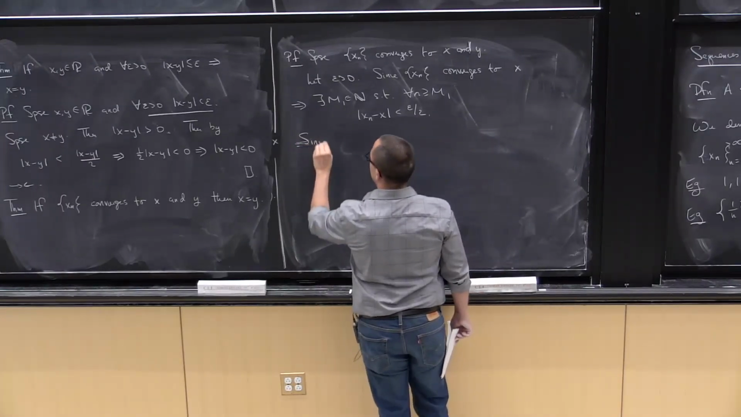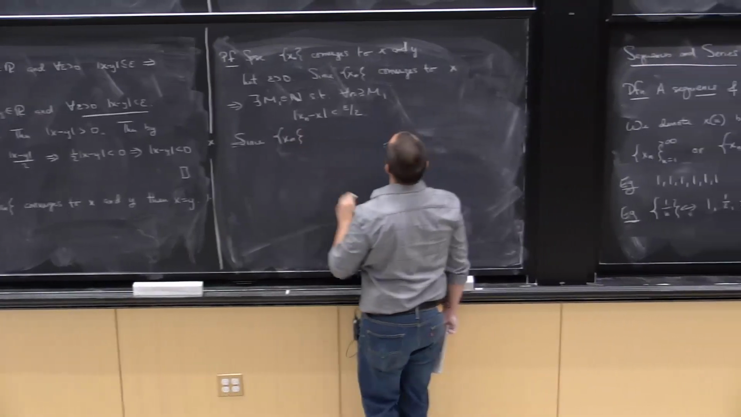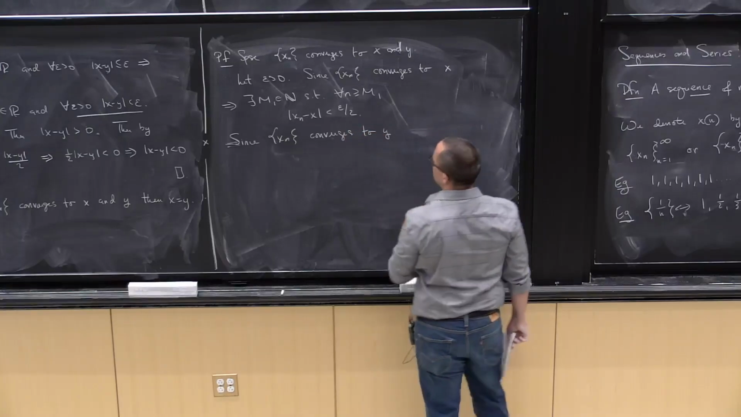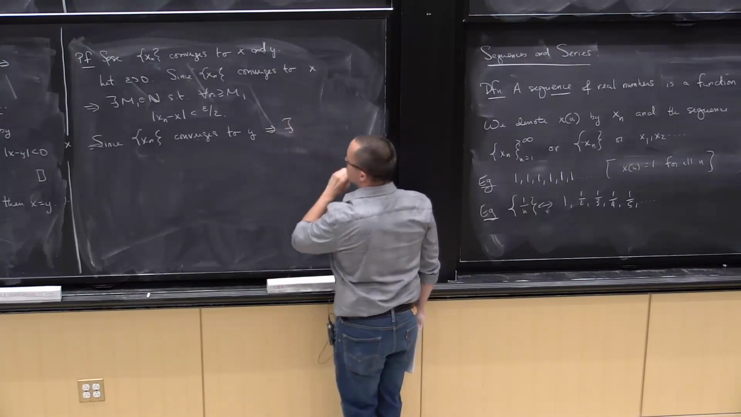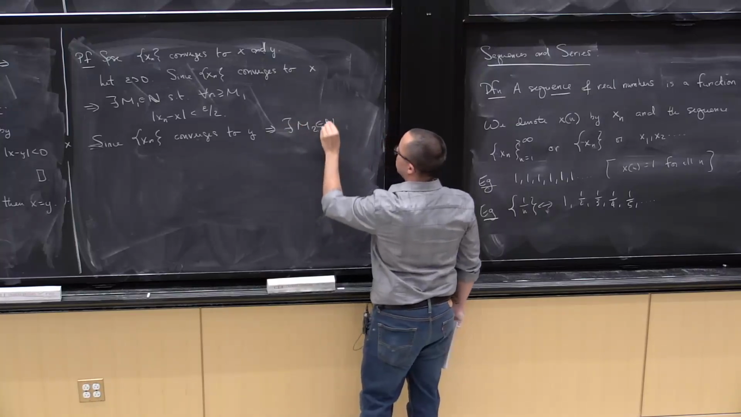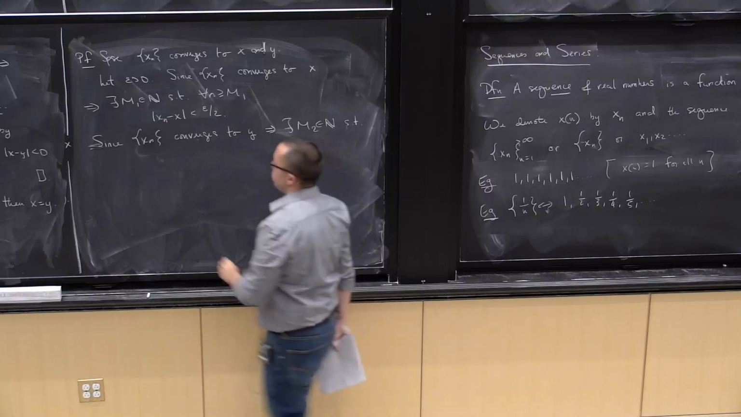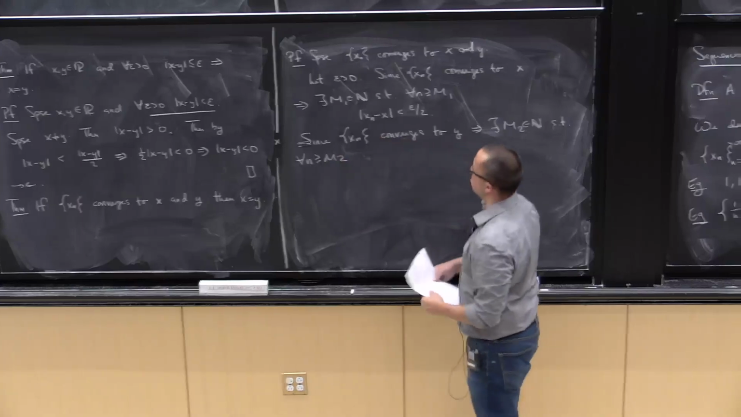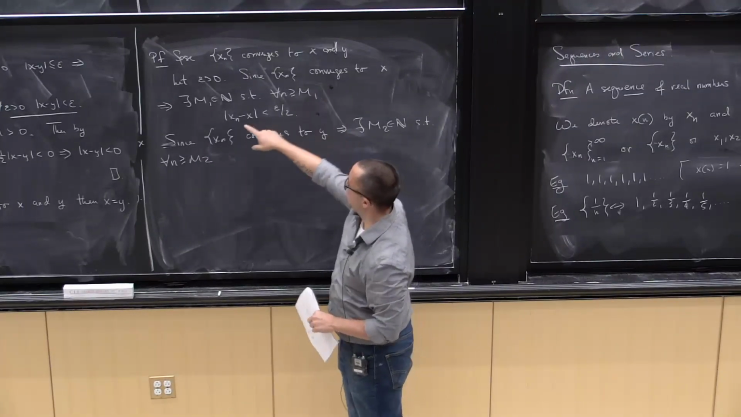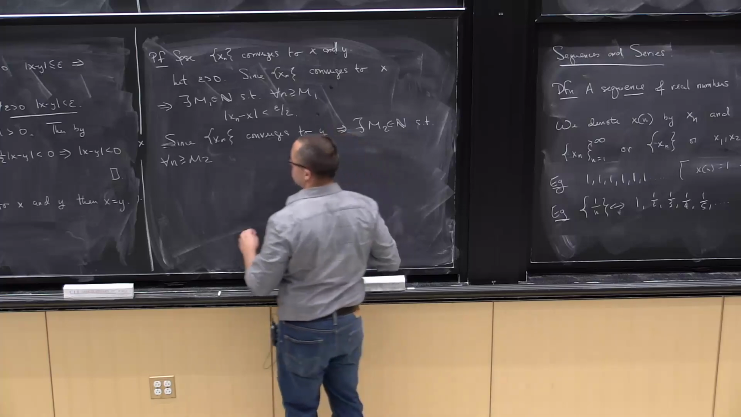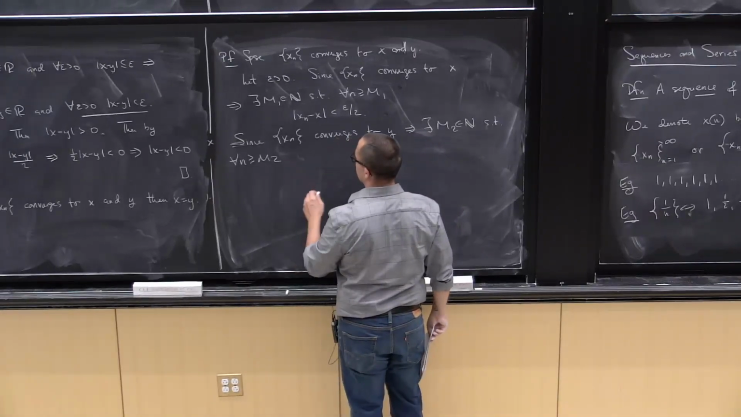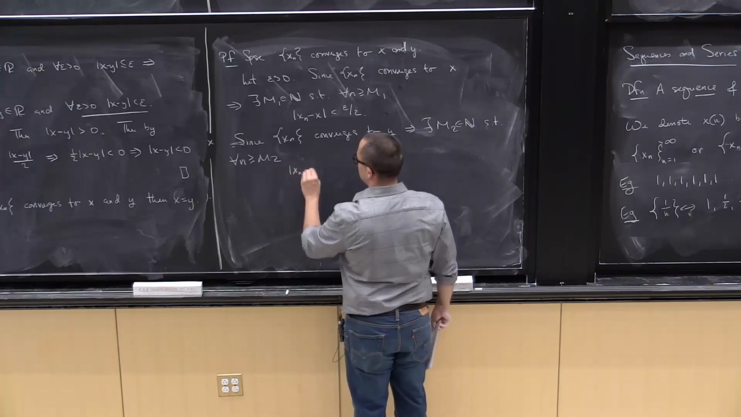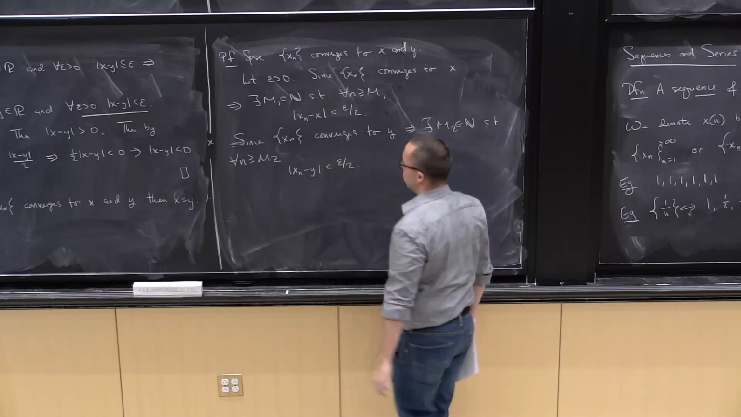And since x sub n converges to y, this implies that there exists a natural number m2 such that for all n bigger than or equal to m2. So again, the previous part says that as long as I go far enough out, x sub n has to be close to x. Now this is the part that says as long as I go far enough out, x sub n has to be close to y. So that for all n bigger than or equal to m2, |x sub n minus y| is less than epsilon over 2. Okay?